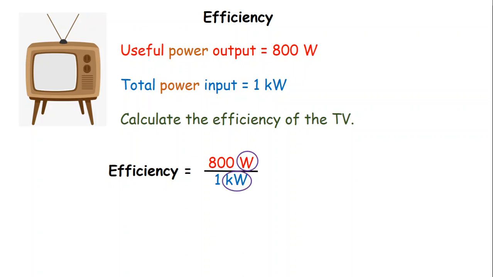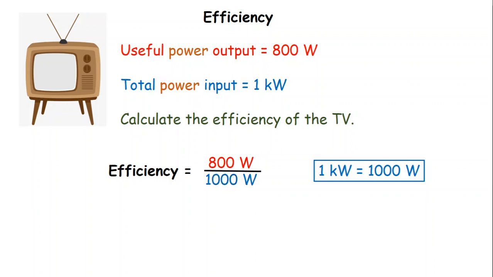We have two different units here. We have watts and kilowatts, and we have to convert them so we have the same units. The easiest way to do this is to convert the kilowatt into watts, and this is done by multiplying by 1000. So 1 kilowatt equals 1000 watts. So then we get 800 watts divided by 1000 watts, and this gives us an efficiency of 0.8. And this is all you have to know about efficiency.